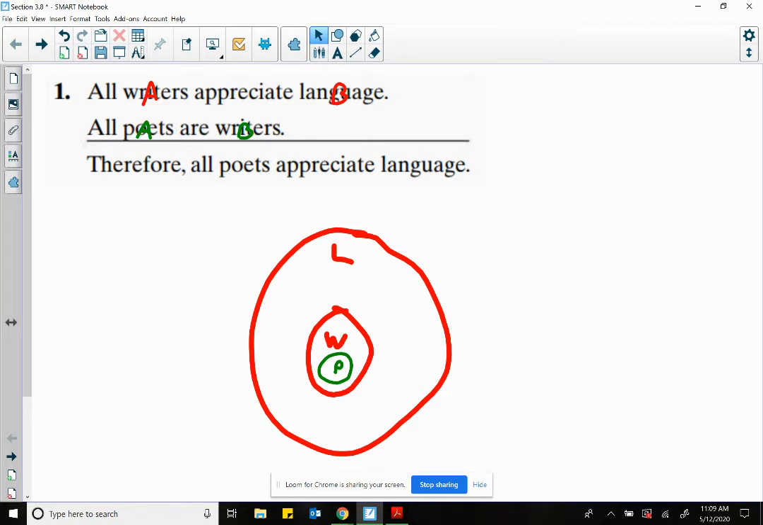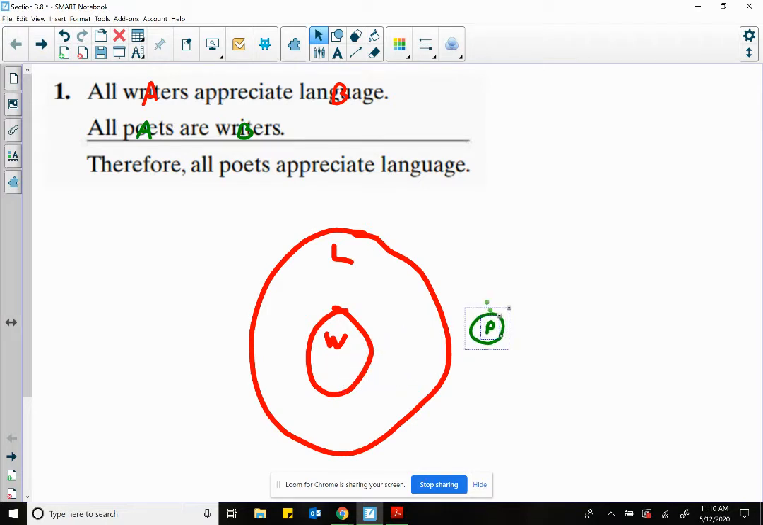Okay? So in other words, what I'm asking is, can I take this circle of poets and put it right there? Would that be a valid picture? Okay? And no, that wouldn't, because right now I'm violating all poets are writers, because poets are not inside the writers. Okay? This circle poets has to be in here. Okay? Well, what if I put it like that? I put it on the edge. Is this still valid? And again, no, it's not. Because again, this says all poets are writers. Poets must be inside writers.